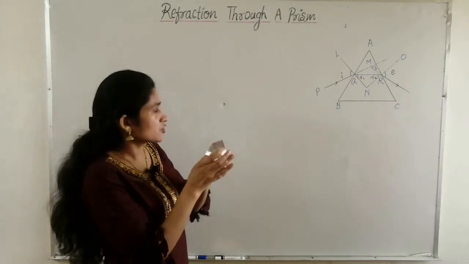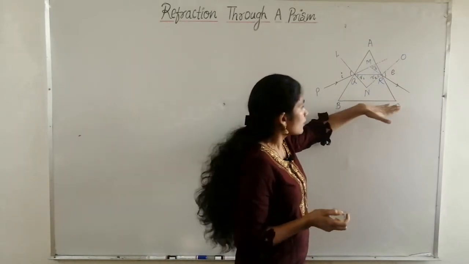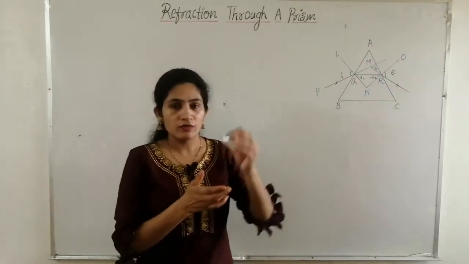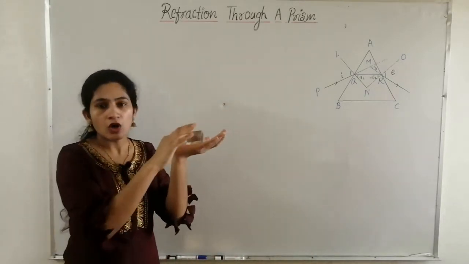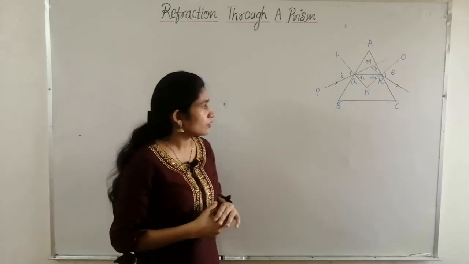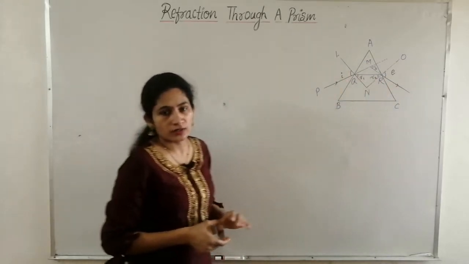So this is the principal section. In this figure, ABC is the principal section. I have drawn only a 2-dimensional image of this prism, whereas the prism is a 3-dimensional object. Okay, so let's now discuss the refraction through a prism and also the angle of deviation.